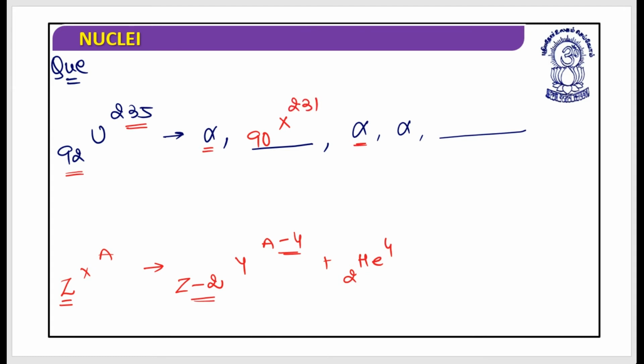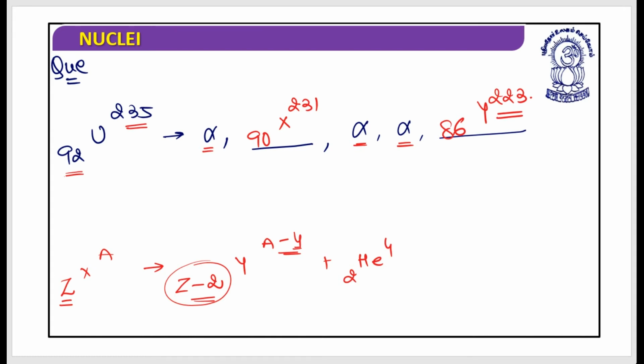Now 2 alpha particles have been decayed from this. So if 2 alpha particles have been decayed, the atomic number should be reduced by 4. So this is 90, this should be 86, and this is Y. And as the mass was reduced by 4 for 1 alpha decay, but this is the decay of 2 alpha particles, so it's decreased by 8. 4 2s are 8, sorry, 231 minus 8, it's 223. Yes, this would be the correct answer.